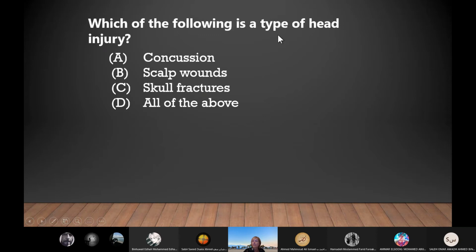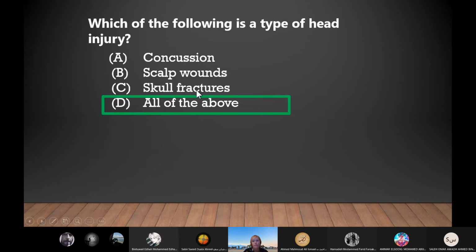Which of the following is a type of head injury? So concussion, scalp wounds, or skull fractures? Skull fractures. All of the above. All of the above, that's right. Oh, you scared me then. Yes, all of these. So you could have just a mild injury like a concussion or just a scalp wound, or you could actually have your head, your skull broken.